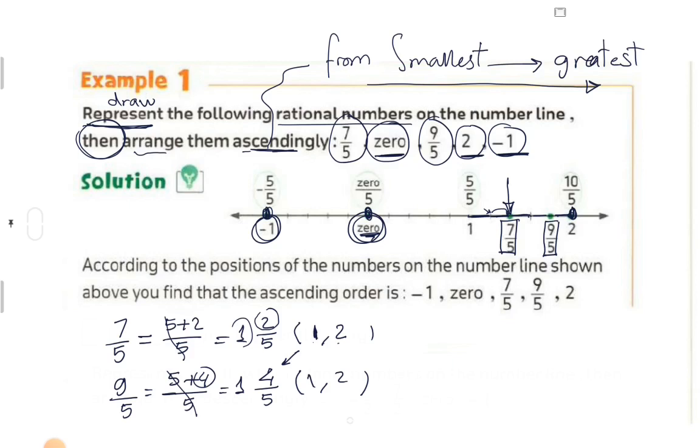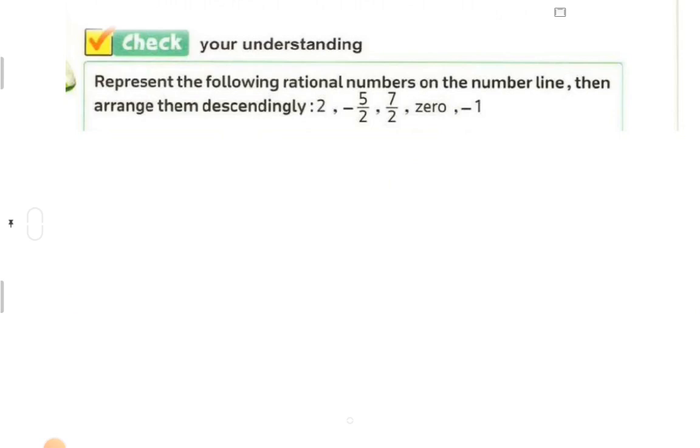I need to order them ascendingly from the smallest. Where is the smallest? From the left. So we start with negative 1, then 0, then 7 over 5, then 9 over 5, and lastly 2. This is the ascending order.